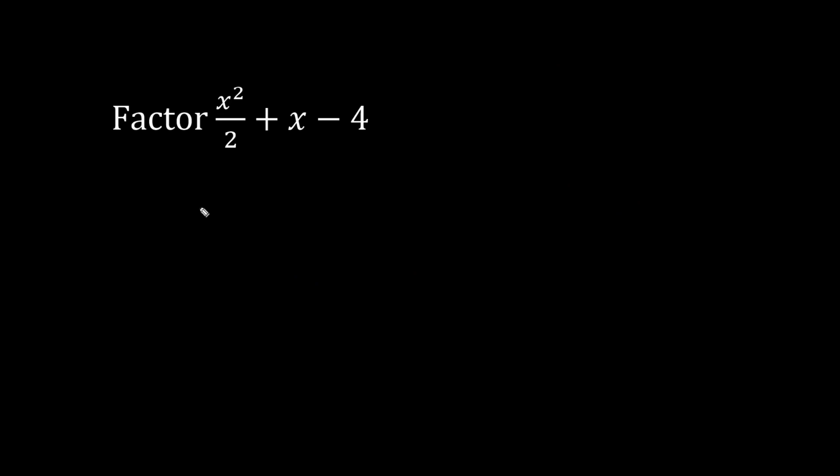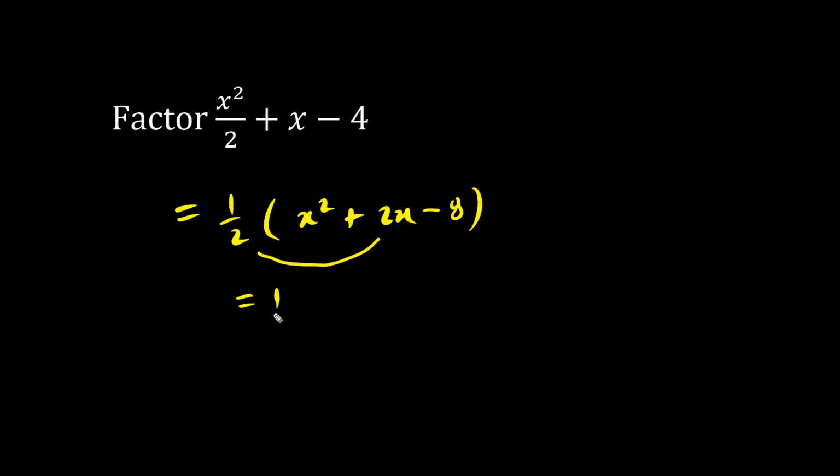Let's try some more challenging factoring problems. It's always a good idea to pull out the GCF. So we have x squared plus 2x, because 1/2 times 2x is just 1x, minus 8, because we double it, because negative 8 times 1/2 is negative 4.